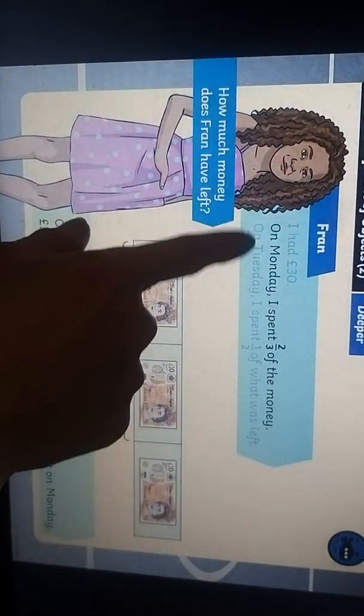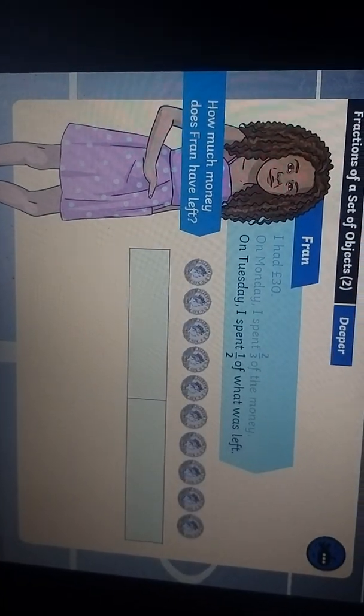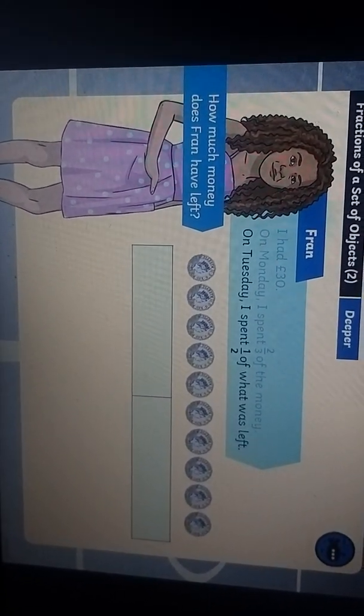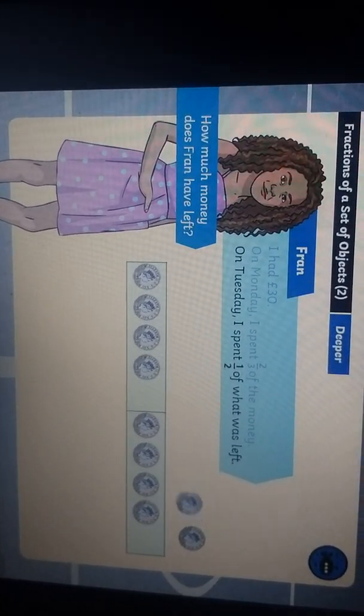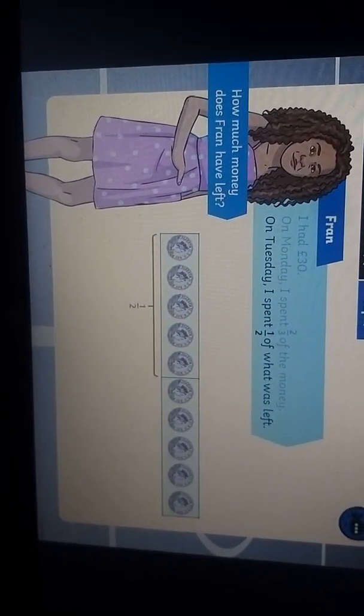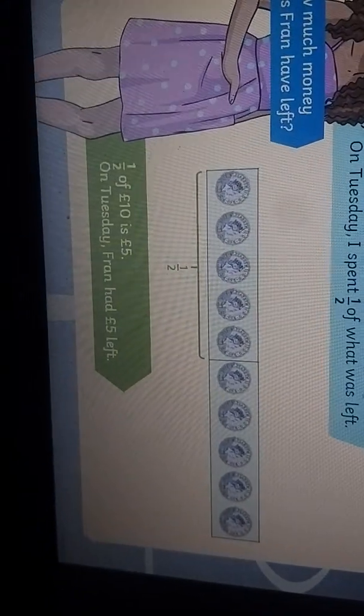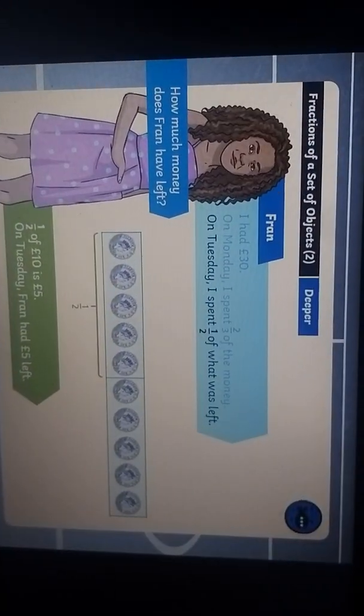And then the next part is on Tuesday, I spent a half of what was left. So we need to find half of £10, which we know is £5. I've given it in a diagram. These are pound coins. So 1, 2, 3, 4, 5. Half of 10 is £5. On Tuesday, Fran had £5 left.